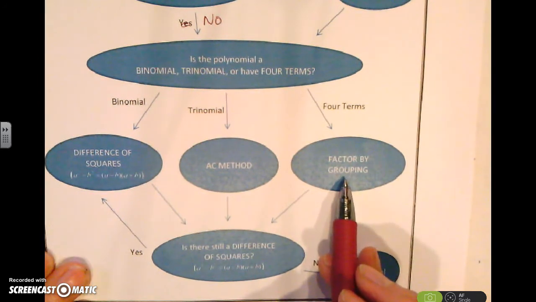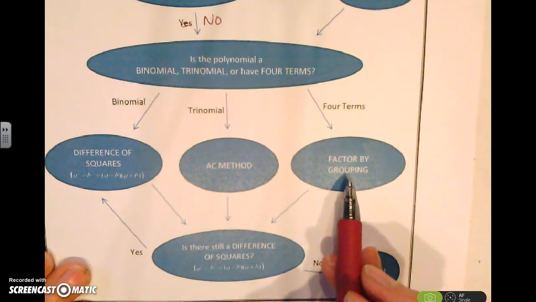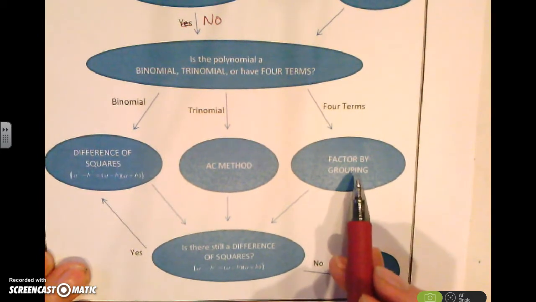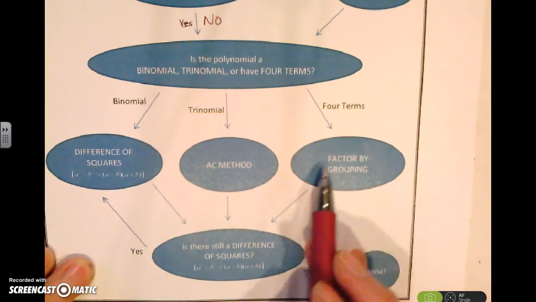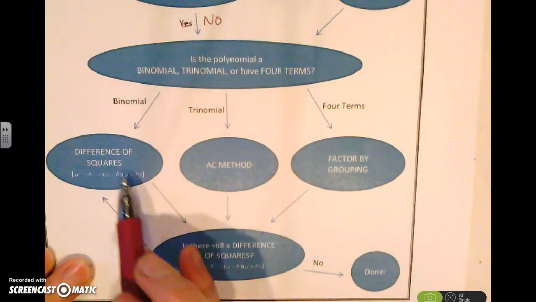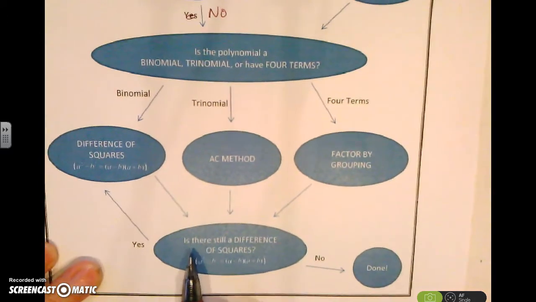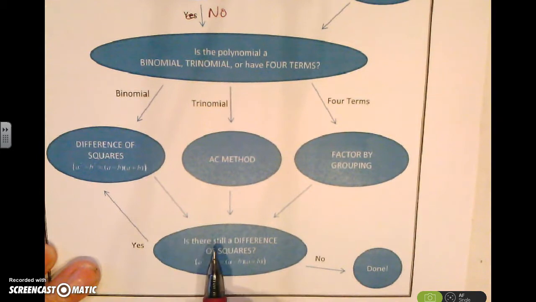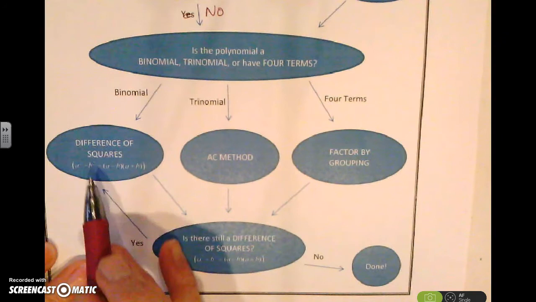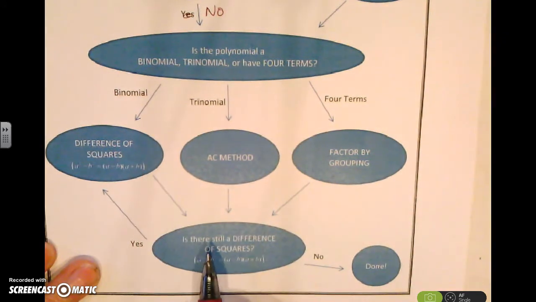Now remember, not everything will factor. Most of everything we're going to be doing will factor because that's the whole point. But not everything factors in the real world. And again, once we do all these different factoring methods, we'll look at our answer and ask ourselves, is there still a difference of squares? And if the answer is yes, then we're going to factor it and then come back around and ask ourselves that again. And if not, then we're going to stop and we are done.